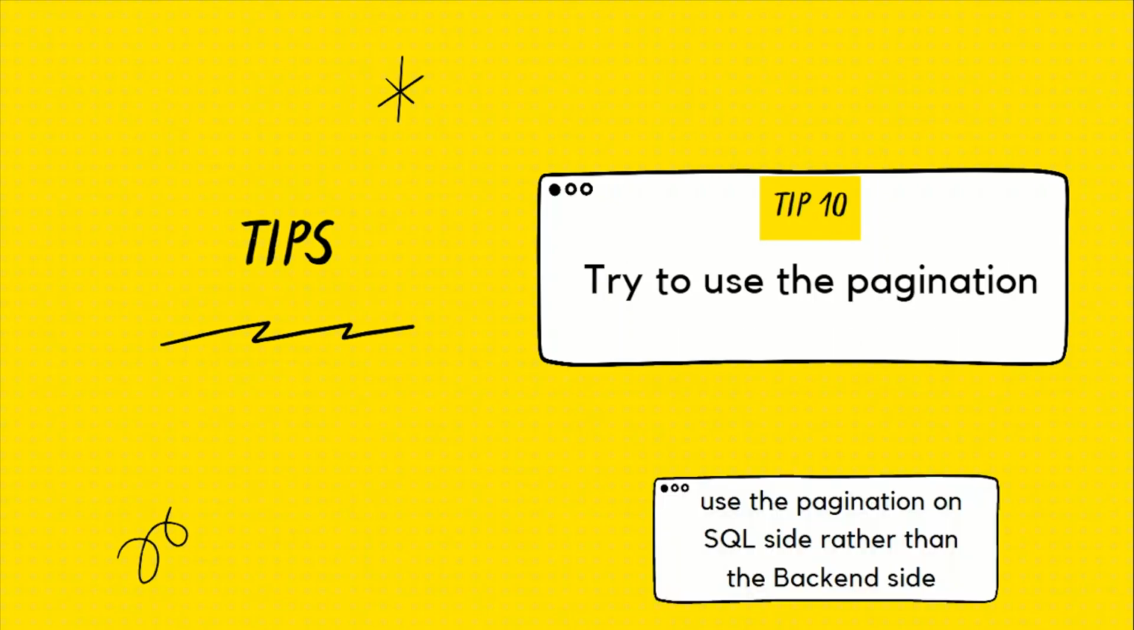Tip number 10 is to use the pagination on the SQL side, not on the code side. Try to use the pagination on the SQL side and get the proper amount of data that is required. If we require only 100 rows, then never retrieve all the data and filter on the code side, because when it takes more data, it takes more time to retrieve it. So the better practice is to use the pagination on the SQL side.